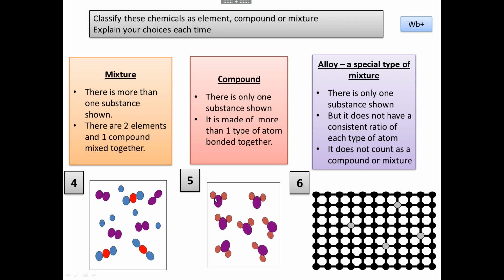You could write that as a chemical formula. You can't write the chemical formula of an alloy because the proportion of the second element varies. So we tend to count it as a mixture. So that's a hard example, one for you to try and test your thinking skills there.